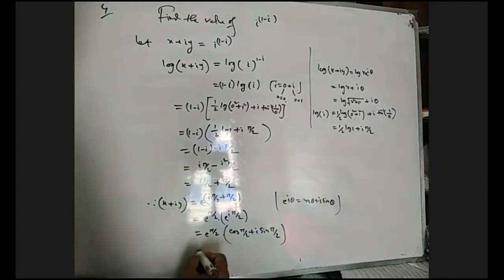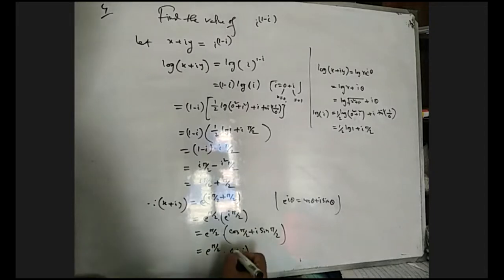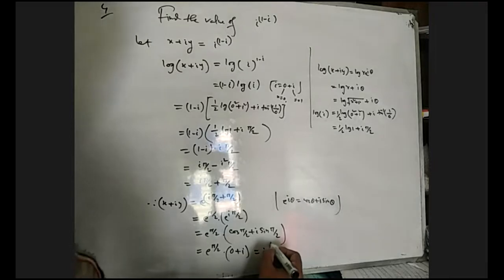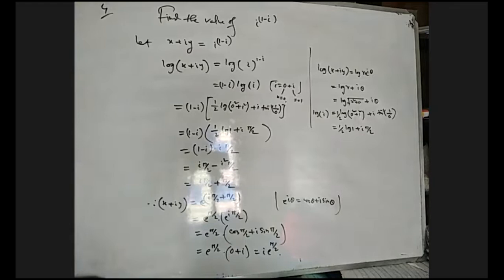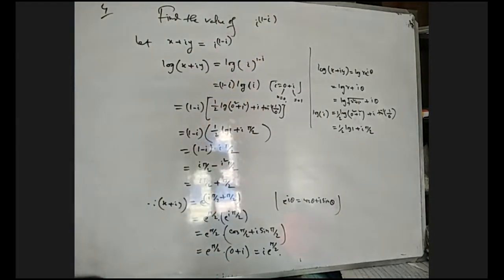So this equals e to the power pi by 2 times cos 90 degrees, which is 0, plus I sin 90 degrees, which is 1. So this is I into e to the power pi by 2. This is the principal value of this complex number.